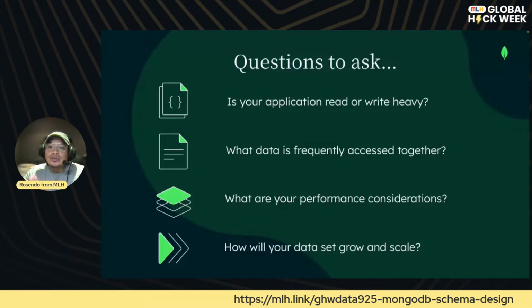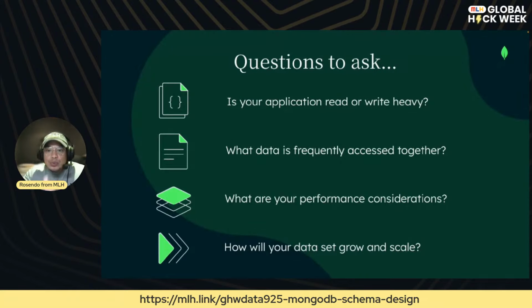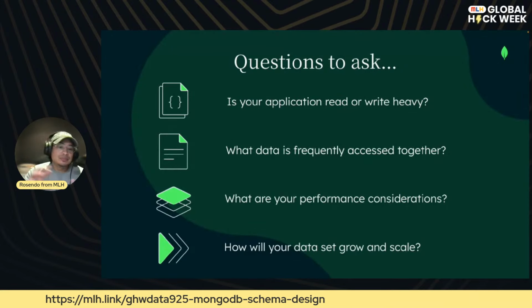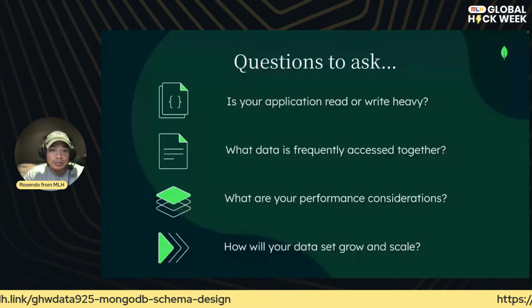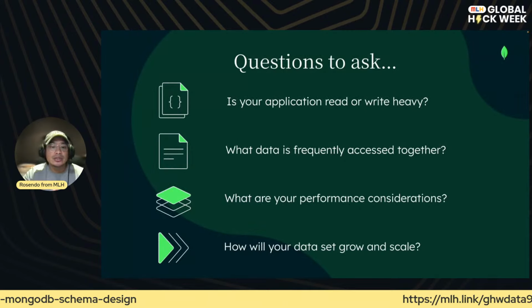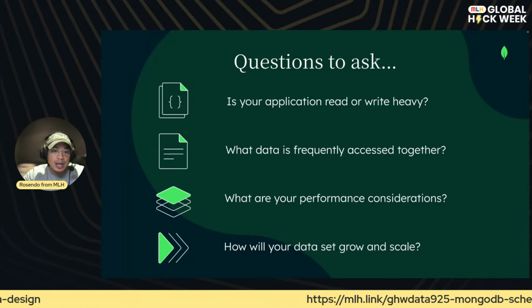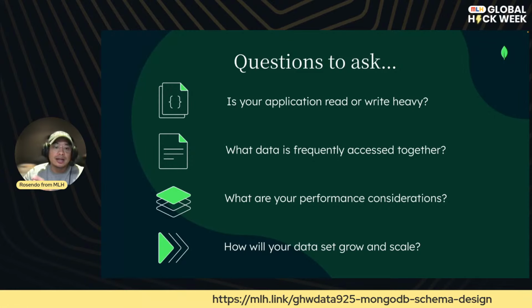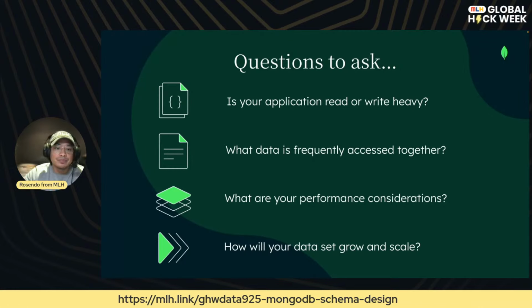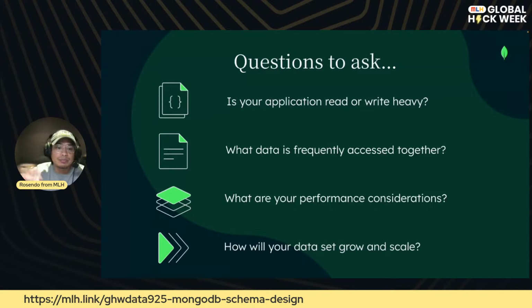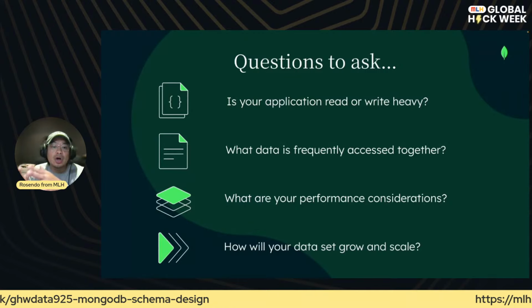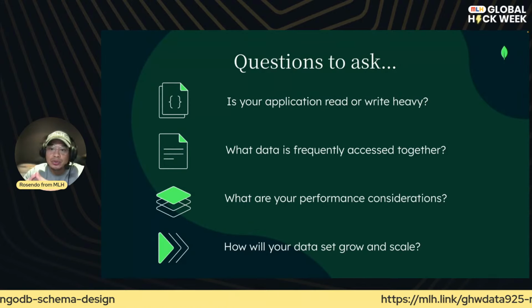Second, we should understand exactly what data is frequently accessed together. This concept is really key to MongoDB. If certain data is always going to be accessed at the same time, let's say a user and all of the associated books inside of a bookstore that the user currently owns, that data should be stored together.